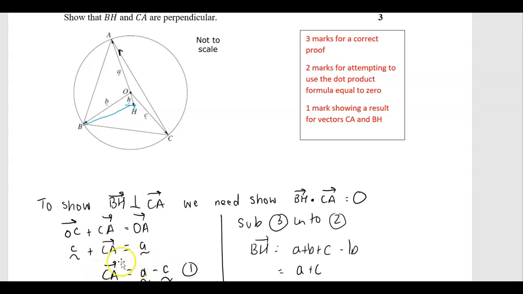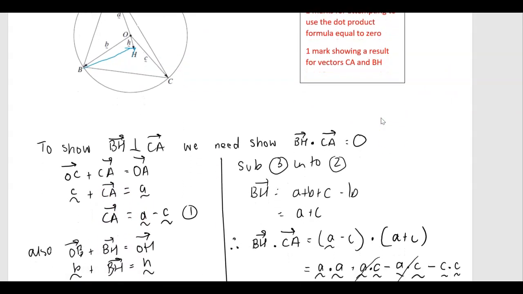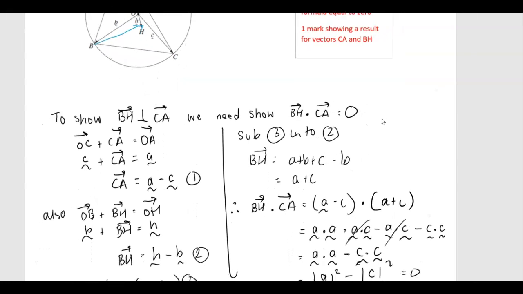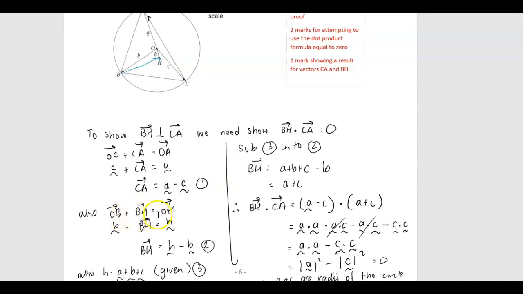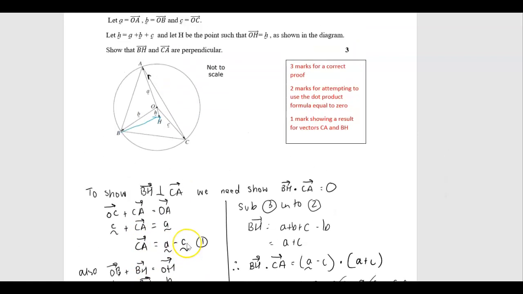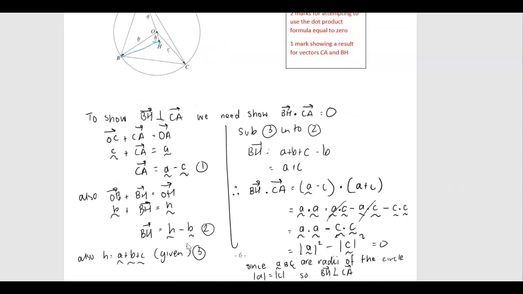If you got that vector as a resultant for CA, you would have got a mark. That showed me that you know something at least. And what else do we know in that question? I'll zoom out a little bit more. We know that OB and BH is OH. Just looking at the triangles, OB plus BH has a resultant of OH. OB is B, OH is H. So we know that BH is H minus B. If you got something out for those two, I would have given you a mark for that, even if you didn't go on to deal with anything else.